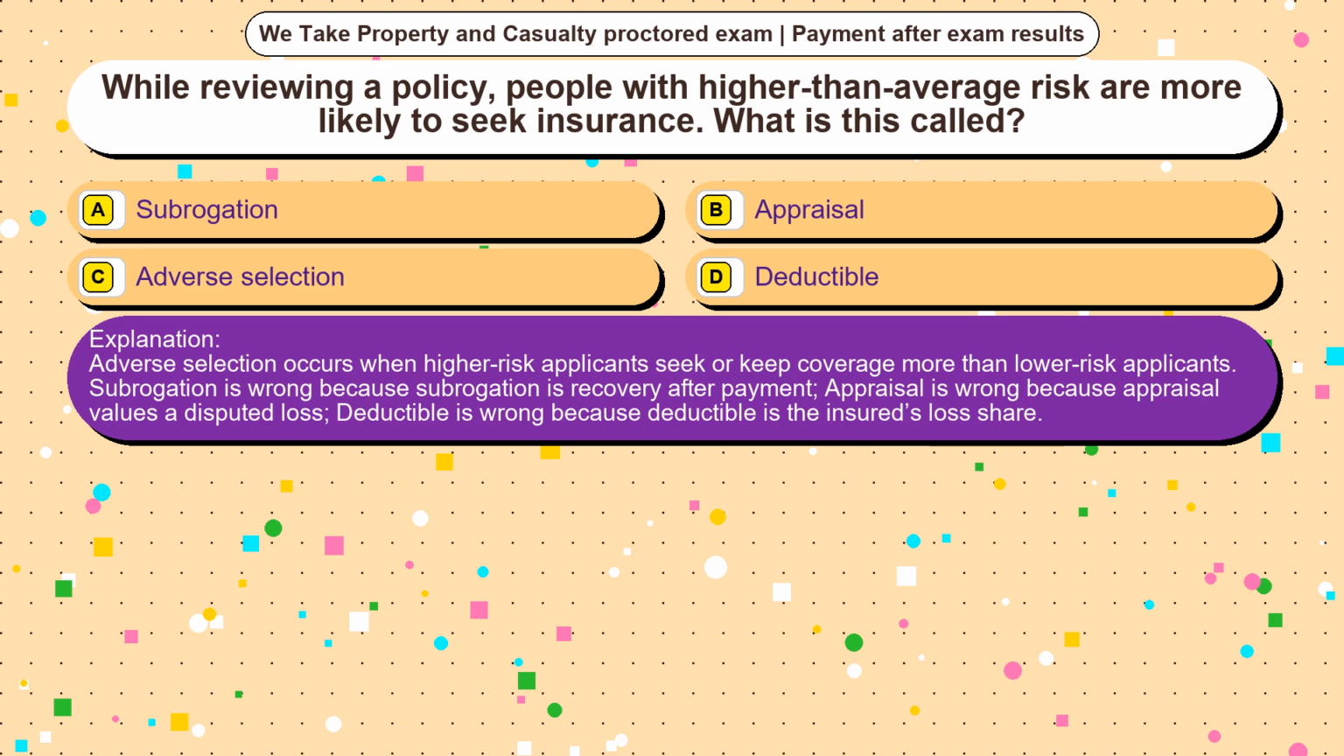Subrogation is wrong because subrogation is recovery after payment. Appraisal is wrong because appraisal values a disputed loss. Deductible is wrong because deductible is the insured's loss share.